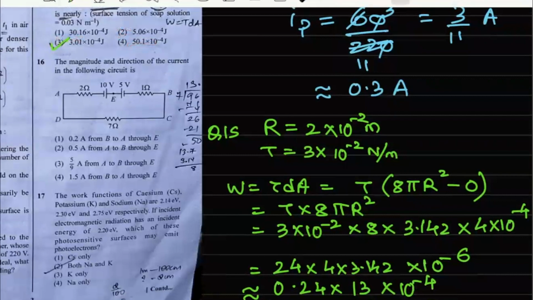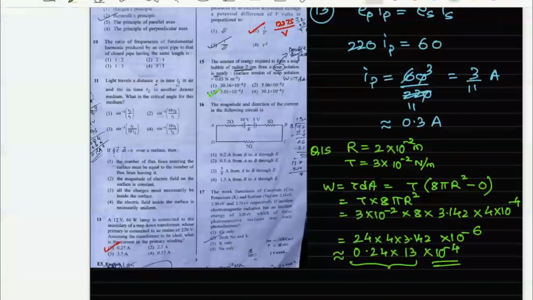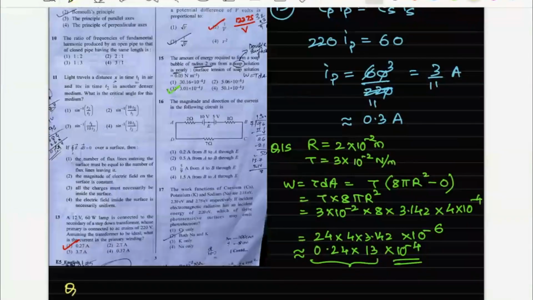Okay. The magnitude and direction of the current in the following circuit is what? Okay, this is quite easy. So we have 10 volts and 5 volts opposing each other. Because the 10 volt has more EMF, it will dominate. So the resultant is going to be 5 volts. So if I want I, the resultant EMF is 5 volts, 10 minus 5 is 5. And the resultant resistance is just add all of them. So 7, 8, 9, 10. So 10 ohms. So V by R, half ampere.